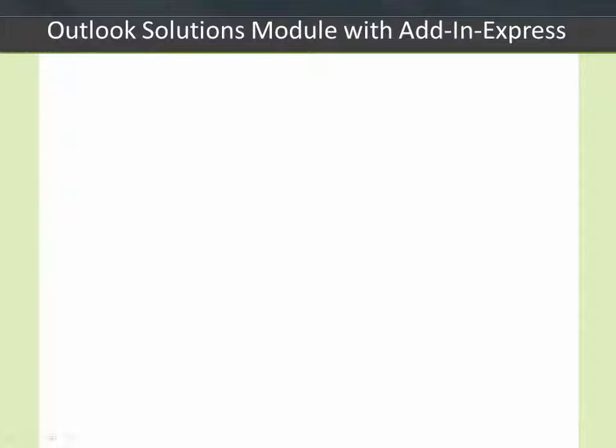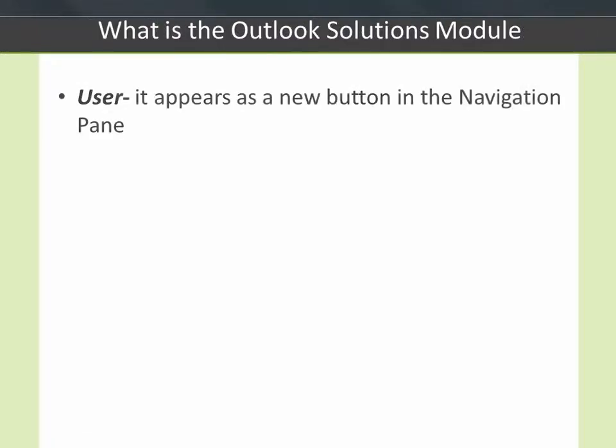Quickly, let's take a look at the two main users of the Outlook Solutions module. The first is the user itself, the user of your add-in that you deliver and deploy to them. To them, it appears as a new button in the navigation pane, which we just saw previously. And when clicked, that will cause Outlook to display the folders contained within the Outlook Solution module. Both the navigation button and the folders you create through code. There is no visual designer using out-of-the-box Microsoft functionality.